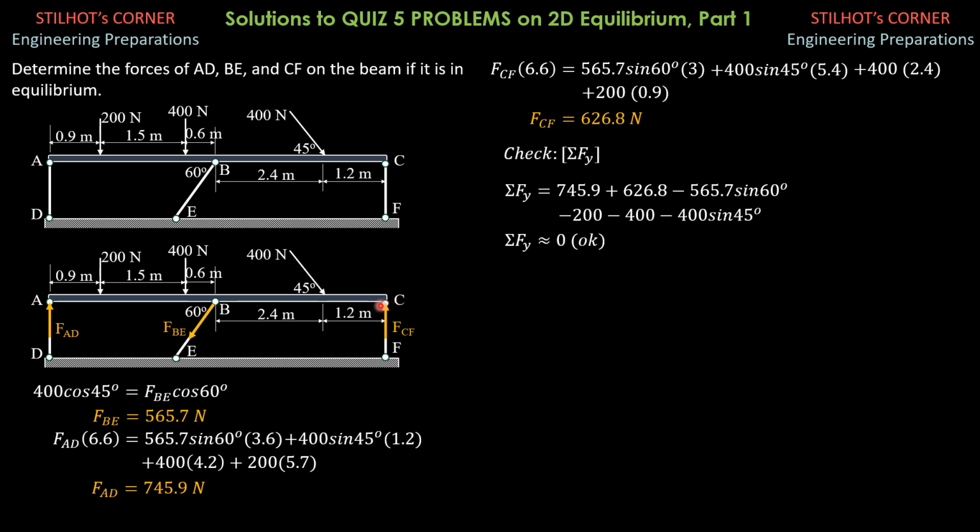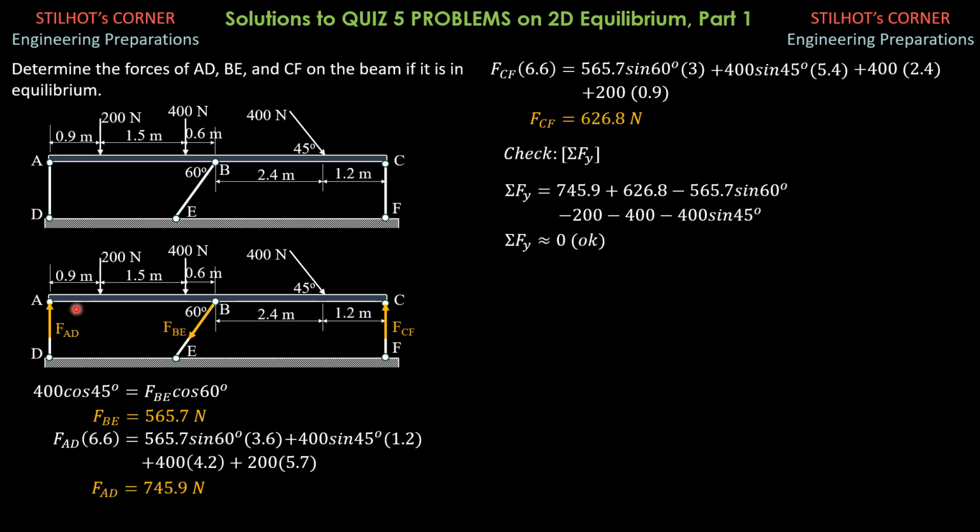The horizontal passes through C also. Of course, there's no dimension given here, so it is negligible. So 400 sine of 45 degrees, moment arm 1.2, the moment of the vertical component of this force, plus 400 times 4.2, 3.6 and 0.6, 4.2, then lastly plus 200 times 4.2 plus 1.5, 5.7. Solving for FAD, it is 745.9 newtons.